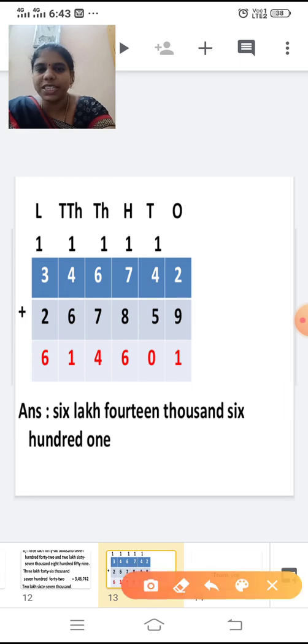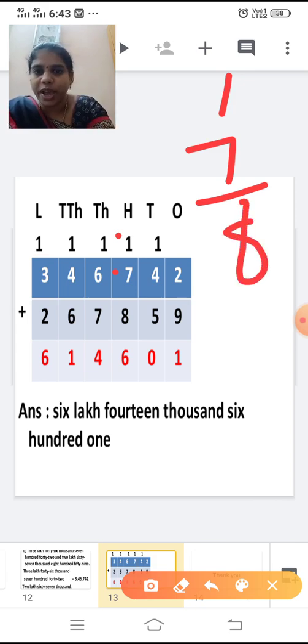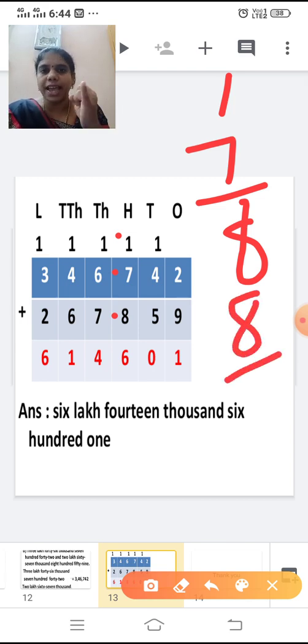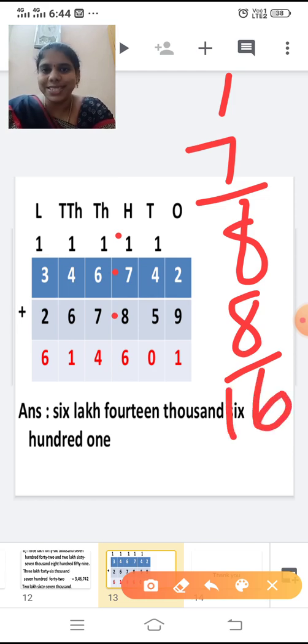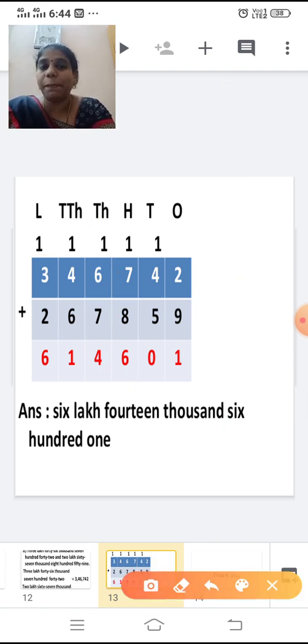Now add the hundreds place. 1 plus 7 or 7 plus 1. 7. After 7, I'm going to add only one number. After 7, 8. With this 8, I'm going to add 8 more. After 8, I'm going to add 8 numbers. 9, 10, 11, 12, 13, 14, 15, 16. The answer is 16. 8 plus 8 is 16. So I'm writing 6 here and 1 is carried over to the thousands place.